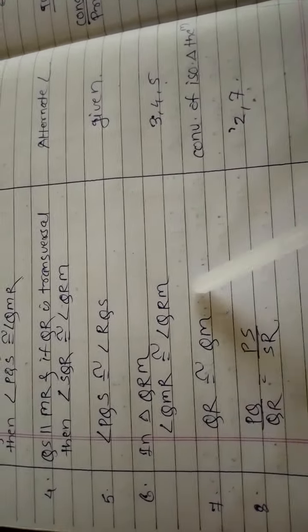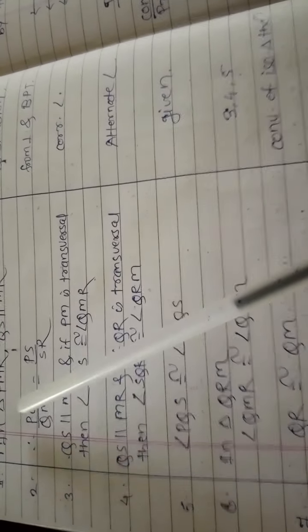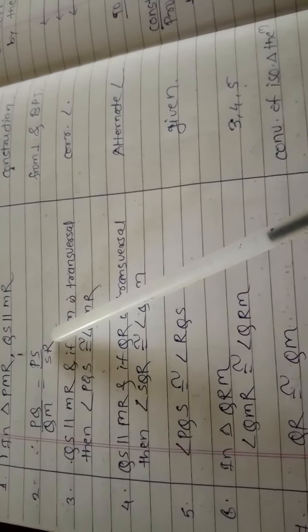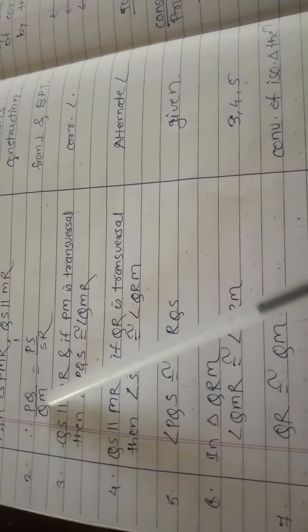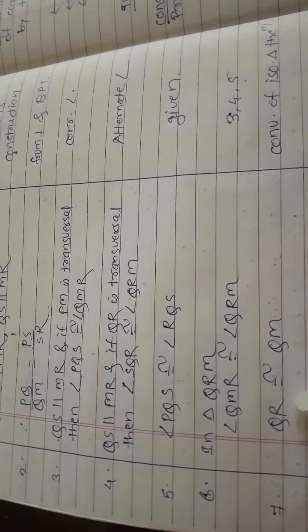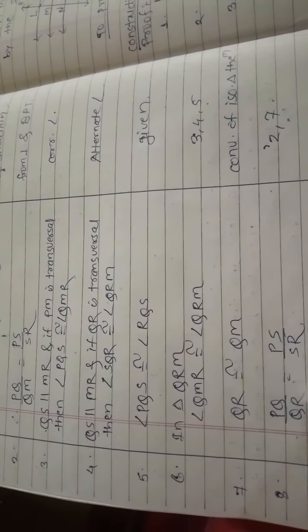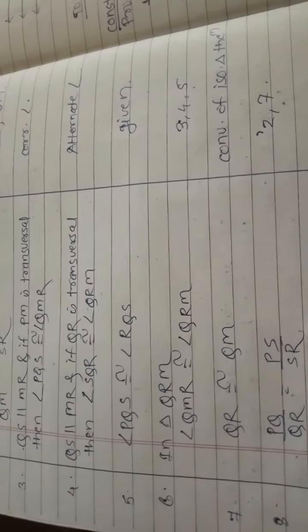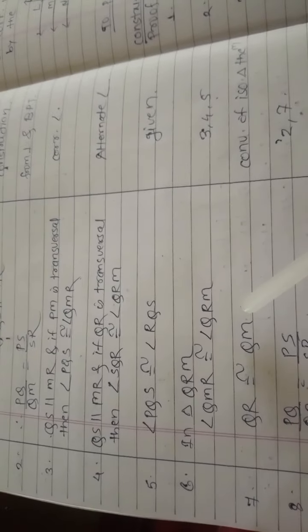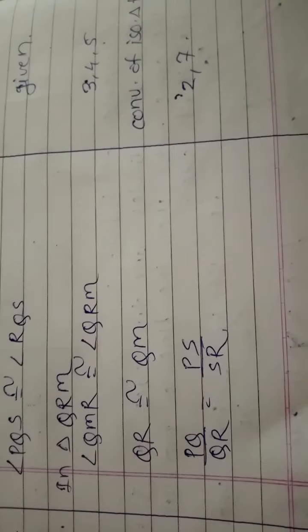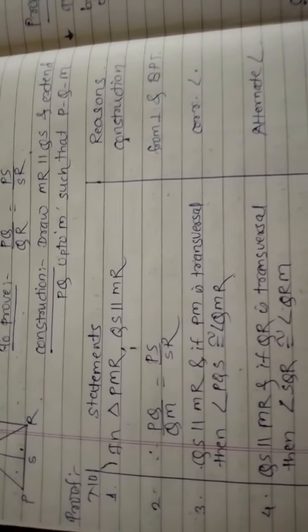And now we have to put down this value in this statement. So PQ upon QM is equal to PS upon SR. But here we proved that QM is congruent with QR, so we just remove this QM and put QR. So we get PQ upon QR is equal to PS upon SR, as it is. It is from 2 and 7. And hence we prove that PQ upon QR is equal to PS upon SR.